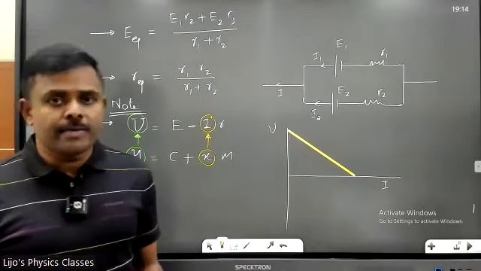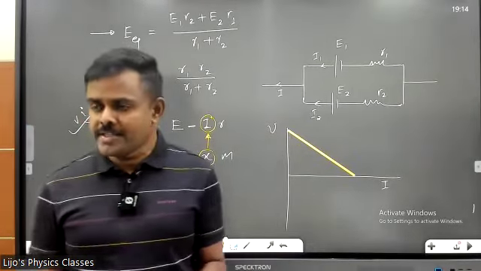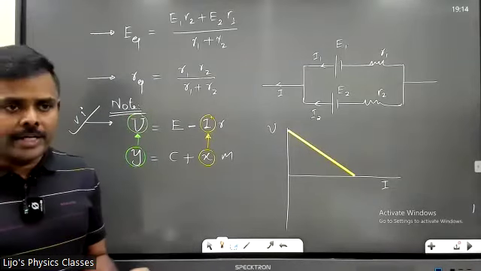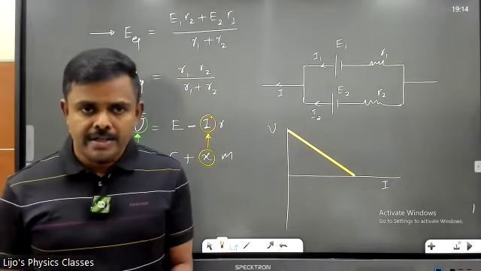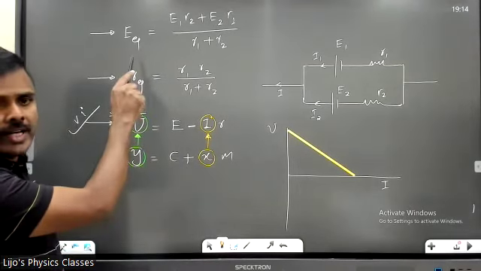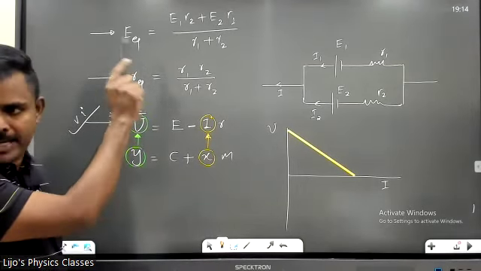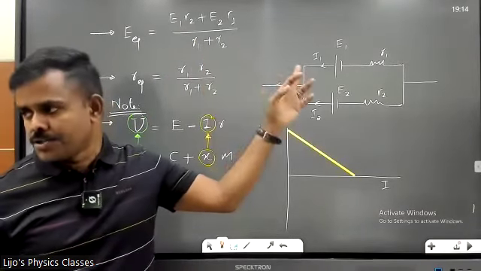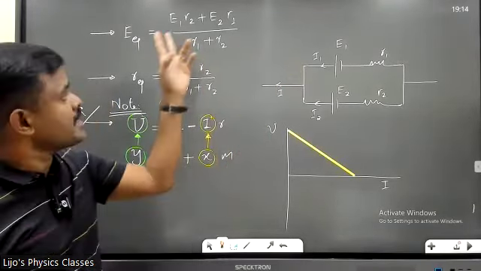Let's have a quick recap one more time. This is what we learned today. First is parallel combination of cells. Yesterday we derived it, we didn't write it. I'm going to write it today. So this is the equation for equivalent EMF of cells in parallel: E1R2 plus E2R1 divided by R1 plus R2.